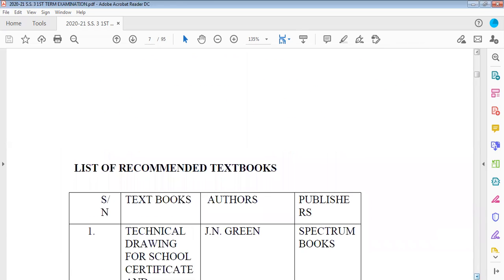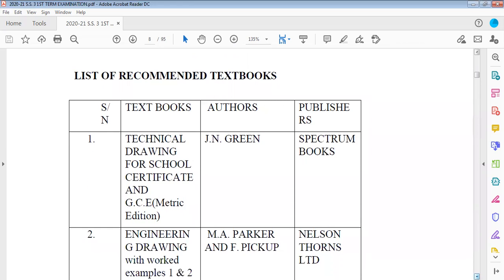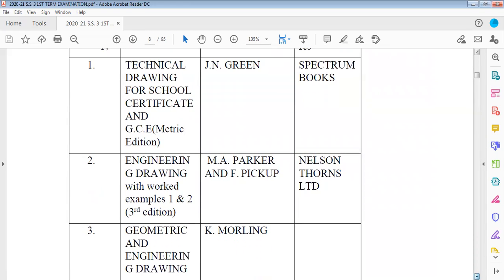Then very, very important, list of recommended textbooks. Technical Drawing for Senior Certificates and GCE, the author is J.N. Green and publisher Spectrum Books. Then Engineering Drawing with Worked Examples, the authors are M.A. Parker and F. Peacock, and the publisher is Longman.